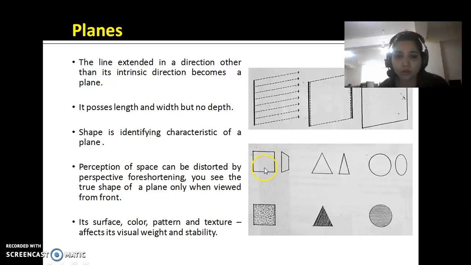For instance, if you view this square, triangle and circle from the front, it is only then you can make out what the plane is like. Otherwise, you will only see the skewed part of it, which is not the true shape or the true plane. Its surface, color, pattern, texture, all is affected by the visual weight and the stability. For example, the textures given in these shapes clearly define the shape.